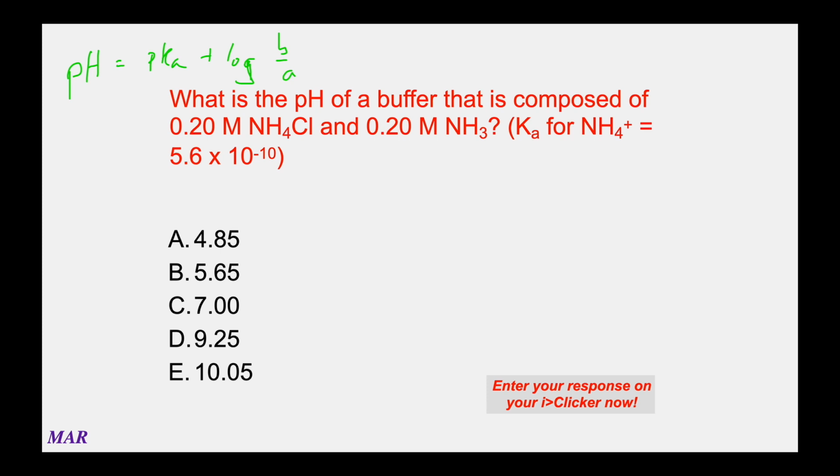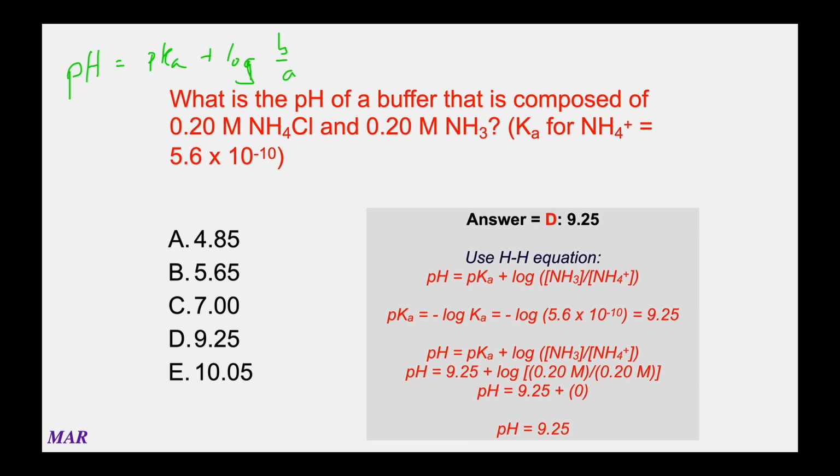Now, pKa comes from Ka, so minus log of 5.6 times 10 to the minus 10th, that's going to give you the pKa. Now, base over acid. Base over acid can be moles per liter over moles per liter. It can also be moles over moles. In this problem, it makes sense to have moles per liter over moles per liter. So 0.20 divided by 0.20. Notice that it is log of 0.20 divided by 0.20 or log of 1. Log of 1 in your calculator is 0. So in this problem, pH is going to equal pKa.